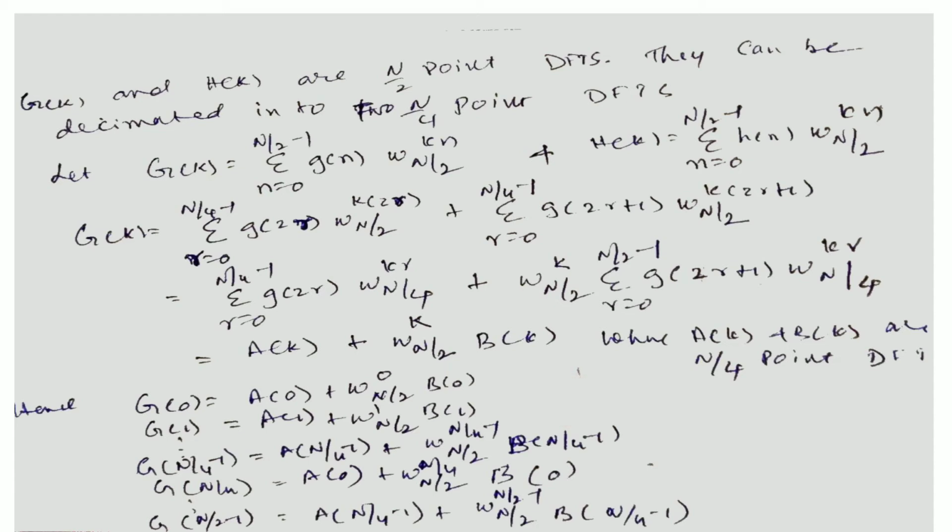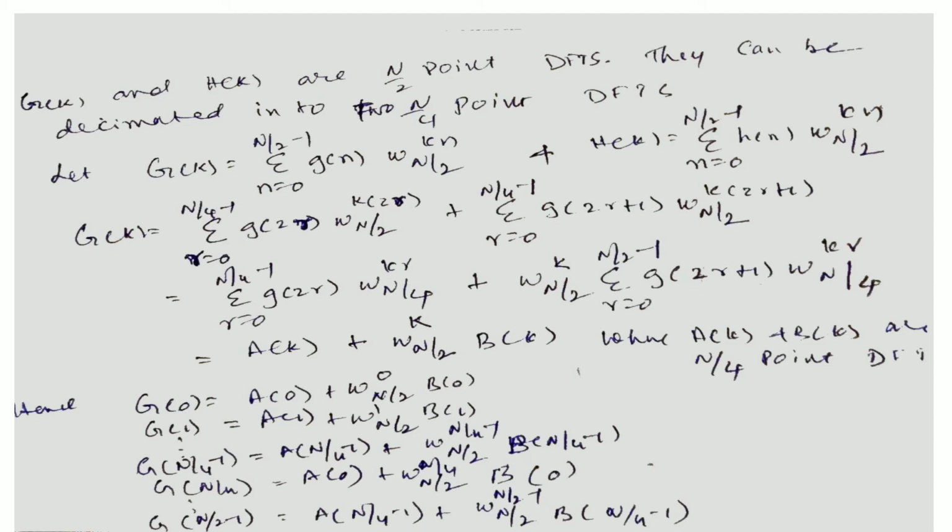In this way, we can write the last value as well. Since a of k is an n by 4 point DFT, g of n by 4 is equal to a of 0 plus wn by 2 power n by 4 b of 0, and that way we can continue to get g of n by 2 minus 1 is equal to a of n by 4 minus 1 plus wn by 2 power n by 4 minus 1 b of n by 4 minus 1.